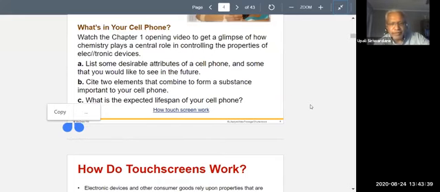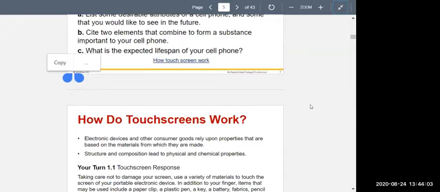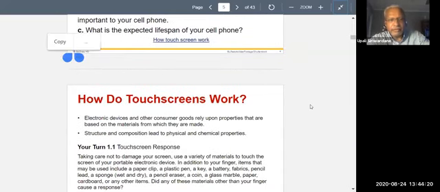What is the lifespan of a cell phone? What do you think it is? How long did you use your phone last time? Can you answer the question? 8 years. 8 years? You're pretty good. Most people change phones every 3 years. I use about 5 to 8 years. I change it with my cell phone plan, lease them and pay over a period of time.